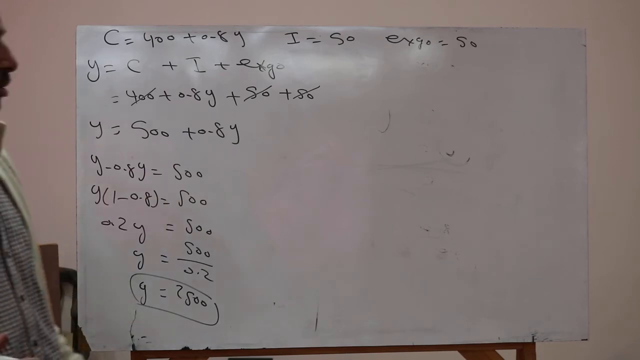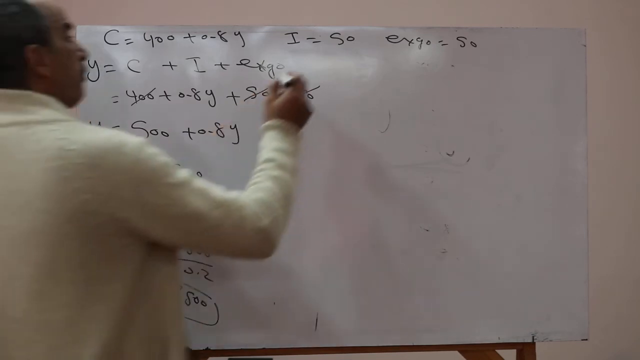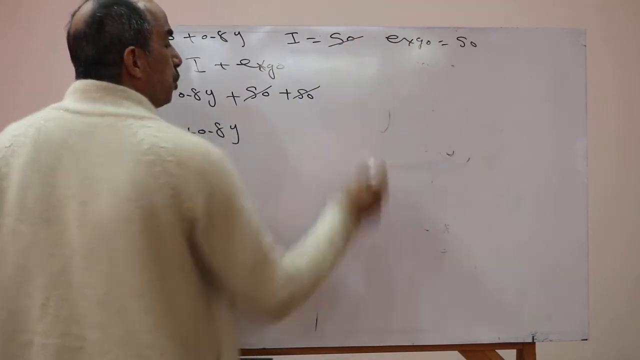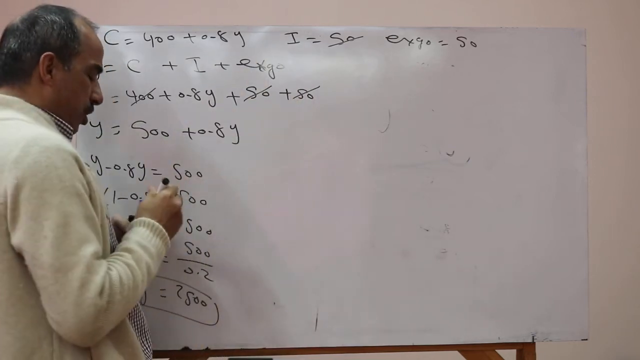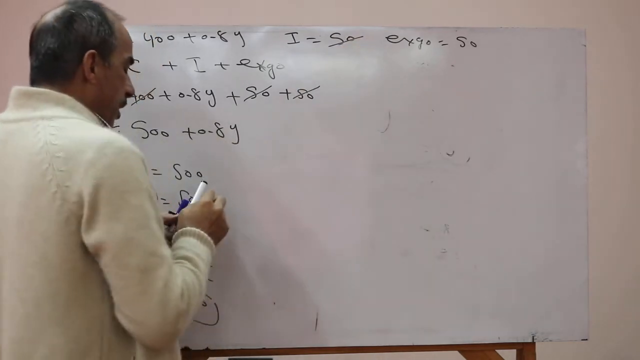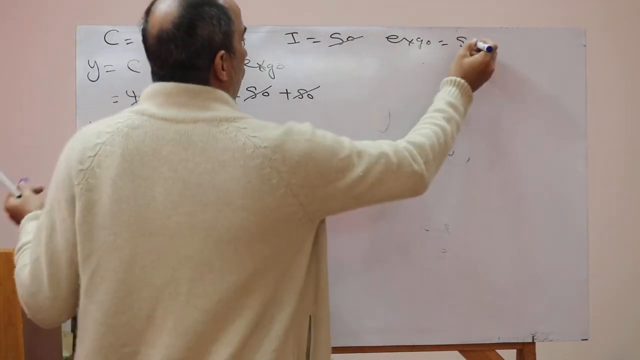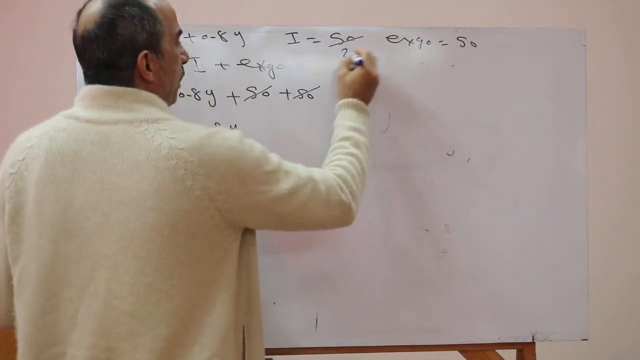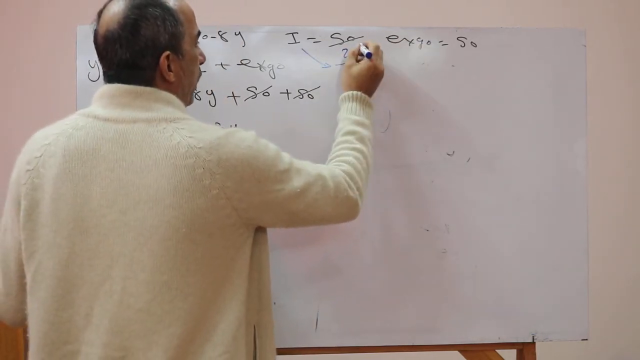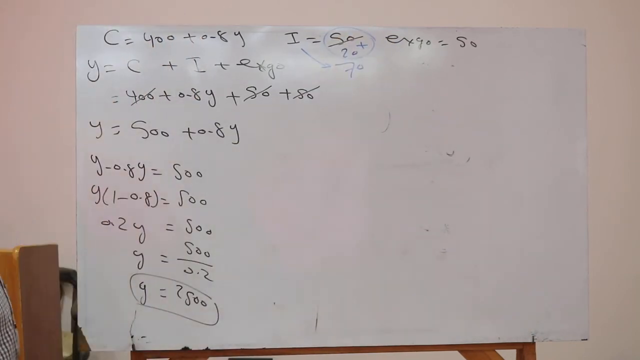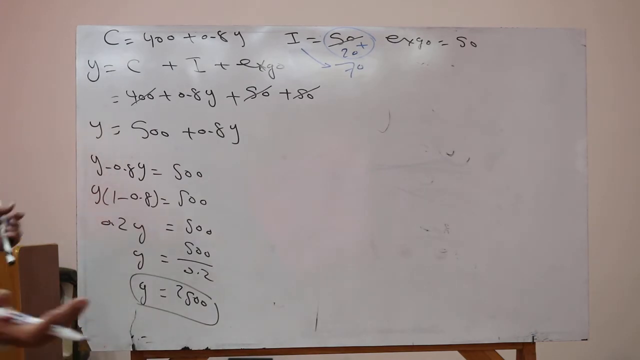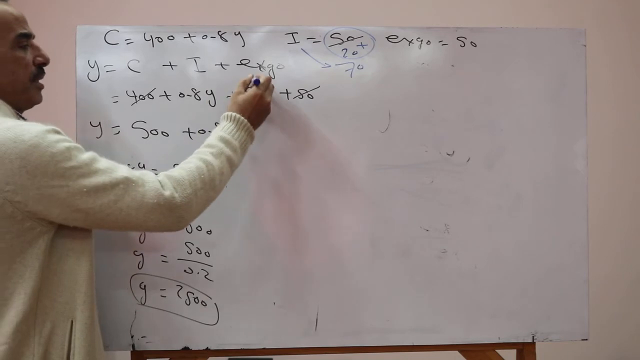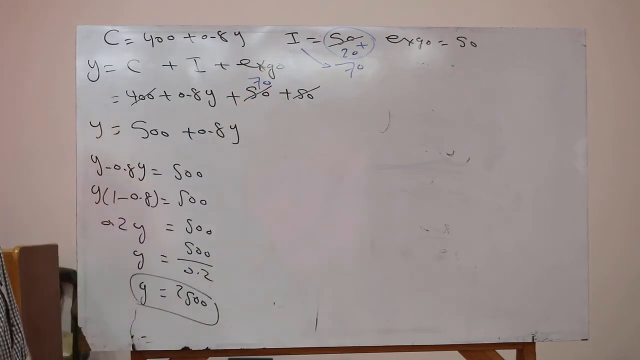The next required: the investment increases by $2 million. If total expenditure, investment or expenditure, we take the expenditure. Okay. If the expenditure becomes 70, what is the effect on national income? We can re-solve this exercise by substituting the investment with 70.